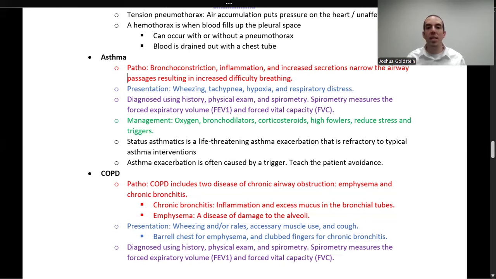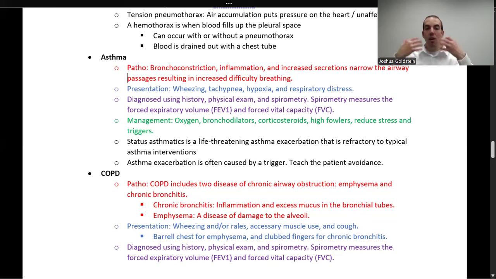COPD is very closely related to asthma. COPD, depending on what textbook you look at, is either a combination of 2 or 3 diseases. If it's 2 diseases, it's emphysema and chronic bronchitis. If it's 3 diseases, it includes the asthma that we just talked about. Chronic bronchitis is inflammation and excess mucus in the bronchial tubes. Emphysema is damage to the alveoli. Alveoli, you'll remember, are the tiny little sacs, the grape clusters that are at the very edge of your lungs.